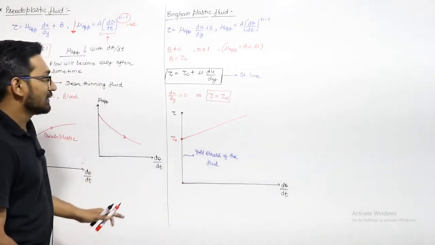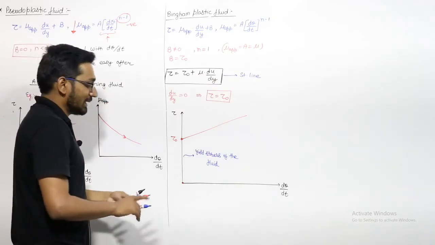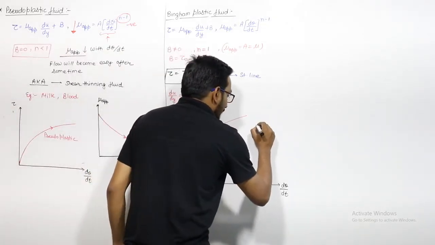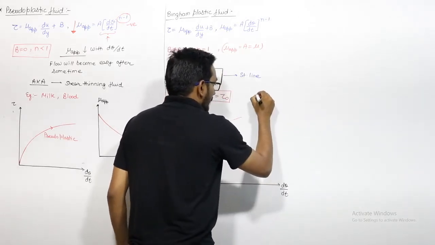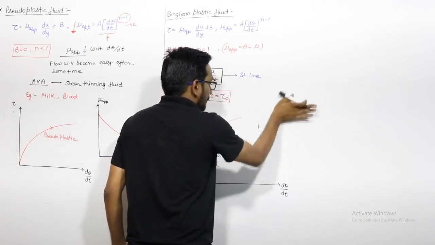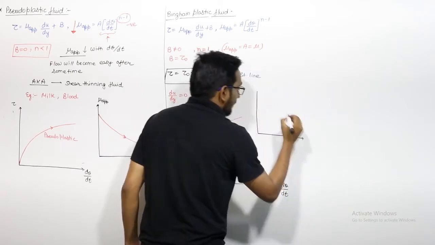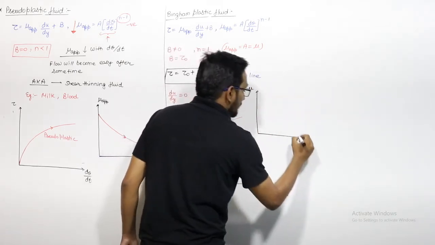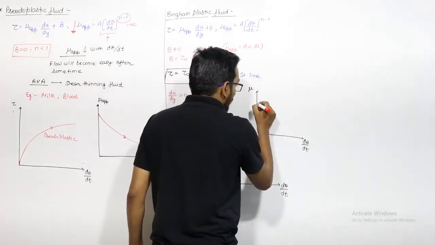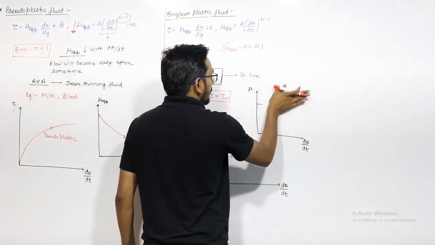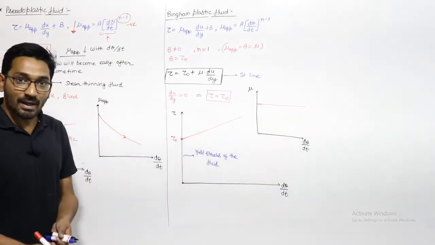And in this case, as this is the viscosity only, it is not a function of d theta by dt. So if you plot a small graph here between viscosity and d theta by dt for Bingham plastic, then it will be a straight horizontal line. It will not depend upon the flow, it will not depend upon d theta by dt.